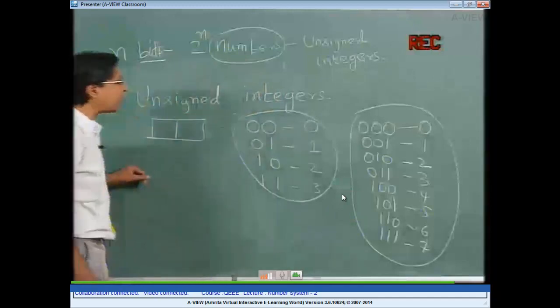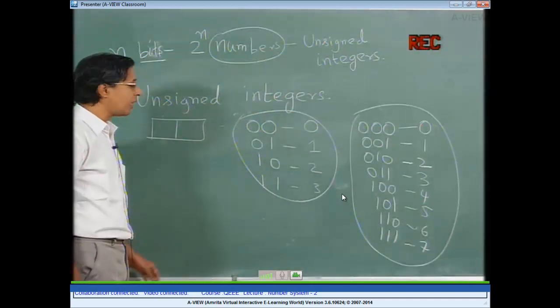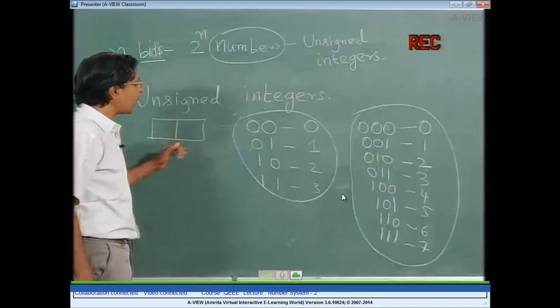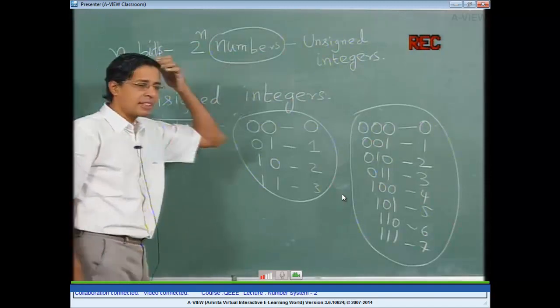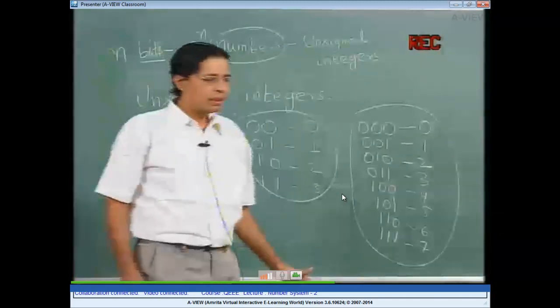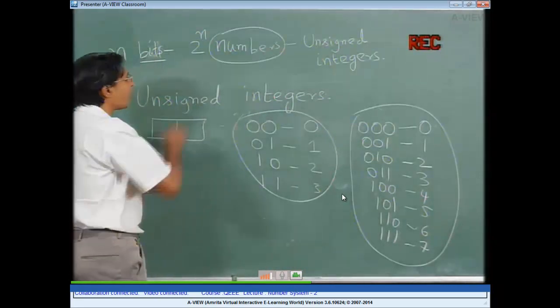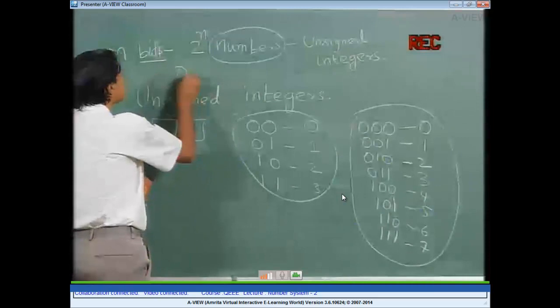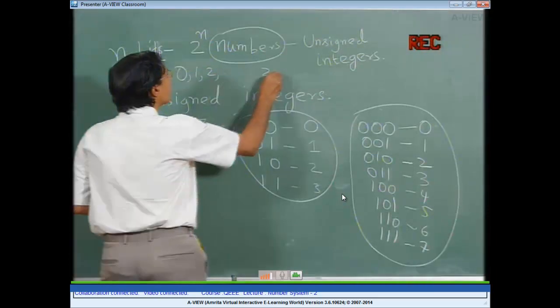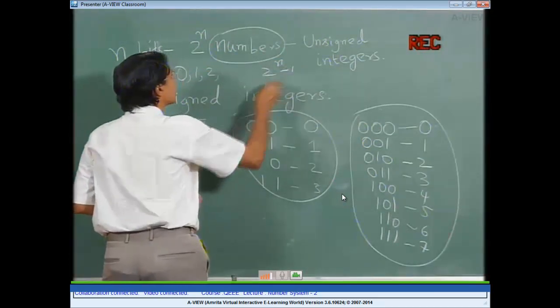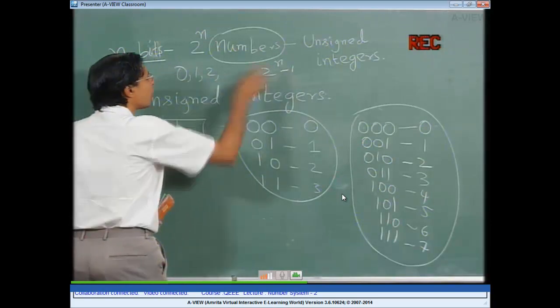So if I have n bits, the same argument I can extend and say that I could have 2 power n unsigned integers. So the moment I want to represent signed integers, by using this I can represent 0, 1, 2 till 2 power n minus 1.